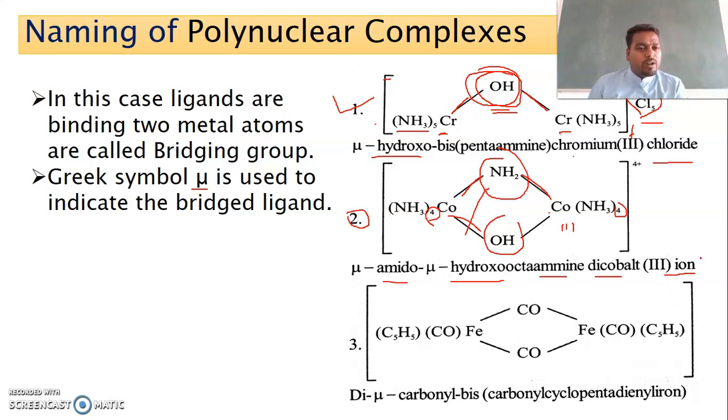So plus 3 ion. Suppose there is a counter ion, then they mention the ion, either chloride or bromide, like that. The name of the counter ion stays the same. Here you don't use chloro, because chloride is not a ligand. Chloride is a counter ion, that's why the name is the same. This is how we name a polynuclear complex. In the case of polynuclear complexes, we use mu to write the bridged ligand.